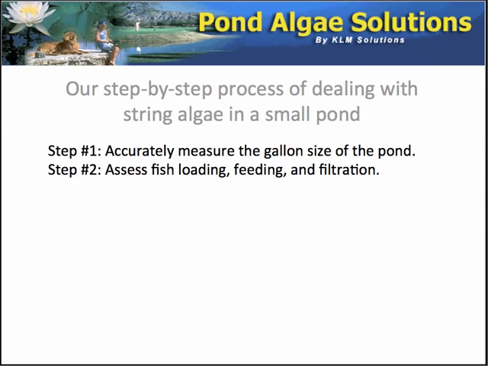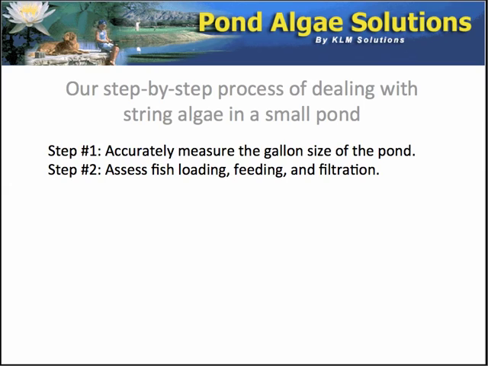The second thing we want to do is assess fish loading, our feeding routines, and the filtration that we may have in place. Algae is there predominantly because of high nutrients, high nitrates in the water. The sun will also play a role in this, but in this case we want to focus a bit more on the nutrient levels and try to reduce those.